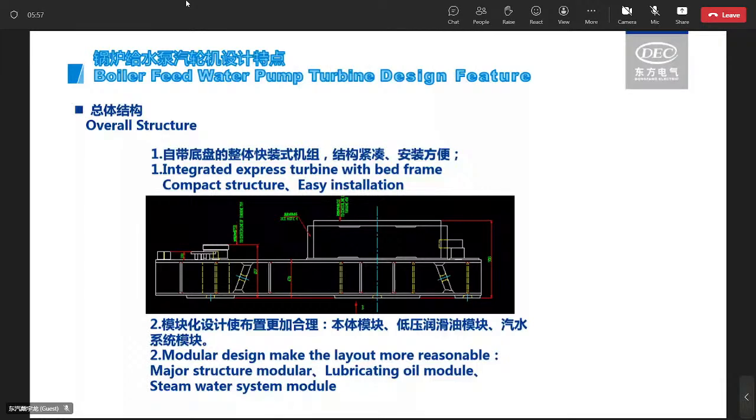The second feature is the modular design, which can make the layout more proper. It has three main modules: the main body module, the low pressure lubricating oil module, and the water steam system module.